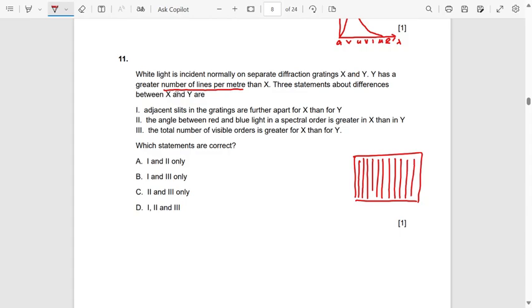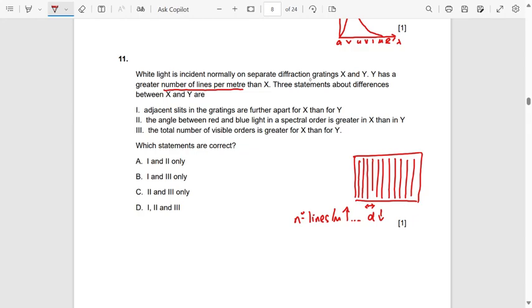the wording we use is the more lines per meter. But if you've got more lines per meter, the actual separation between the lines, which we call letter d, drops. So as the number of lines per meter or millimeter increases, d decreases. And it's actually d that's important in this question. So it's a bit of a trick.